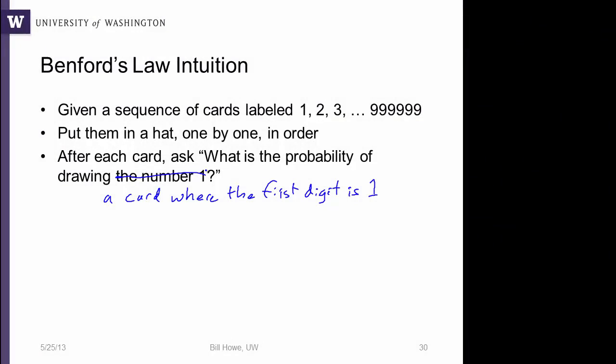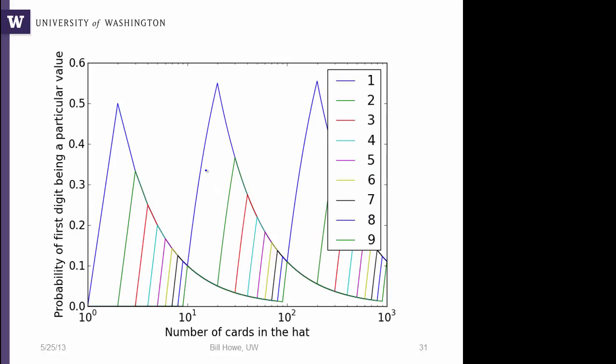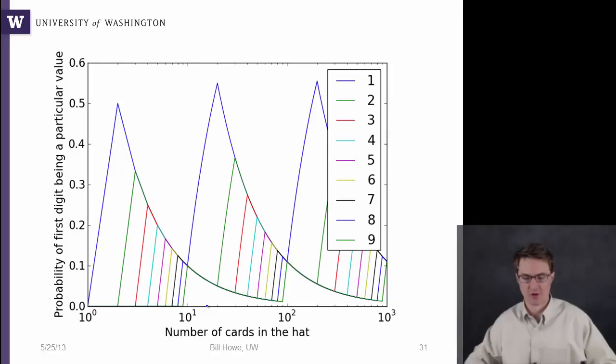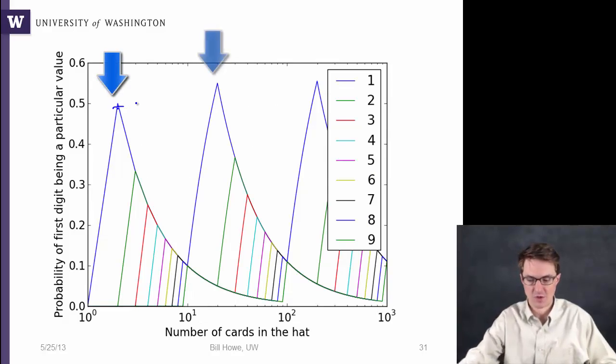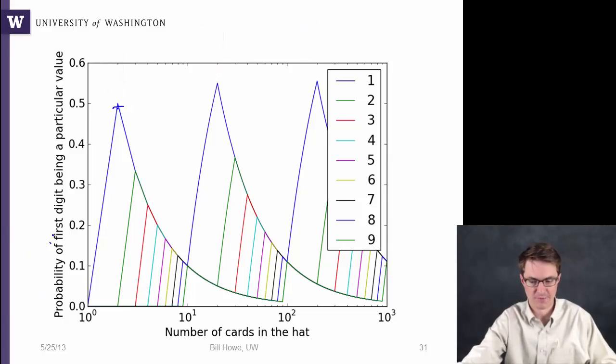So what does that probability look like? Well, this figure's a little bit misleading because the x-axis is on the log scale. But if you just look at the heights, what's going on here is that the y-axis is the probability of drawing a particular digit. The blue line is associated with the digit 1. The green line is a digit 2, and so on.